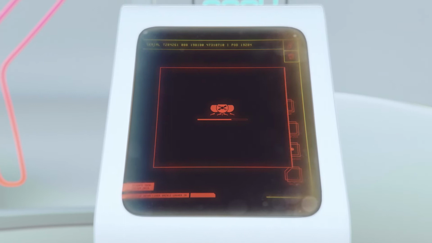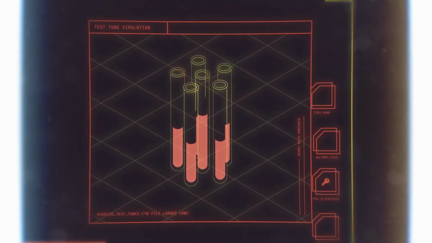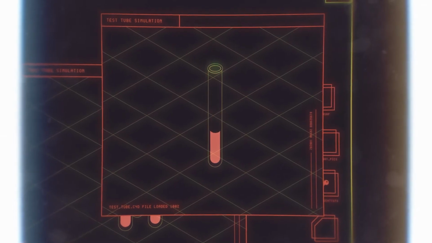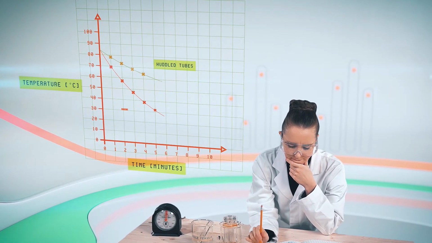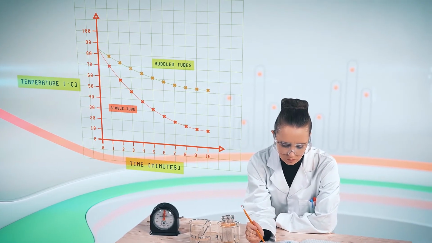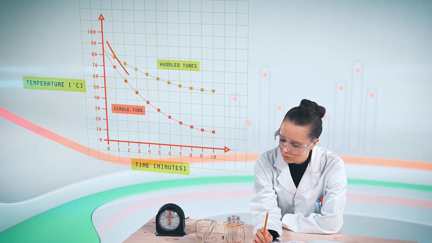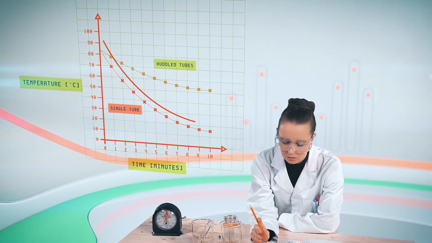That the water in the tube at the centre of the huddle has a smaller decrease in temperature over time than the single tube. Both graphs show a more rapid decrease in temperature at the start, with a slower decrease in temperature as the time increases. But for the single tube, there is a bigger overall decrease in temperature compared to the huddled tube.